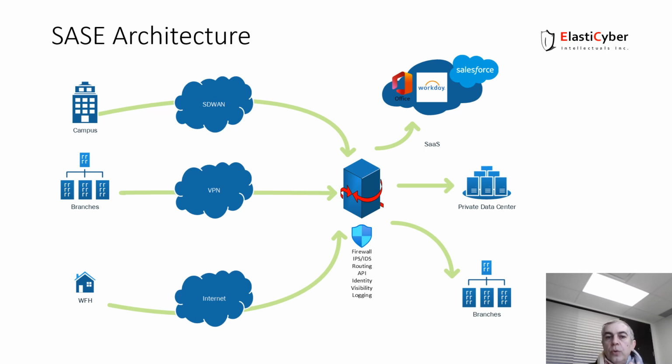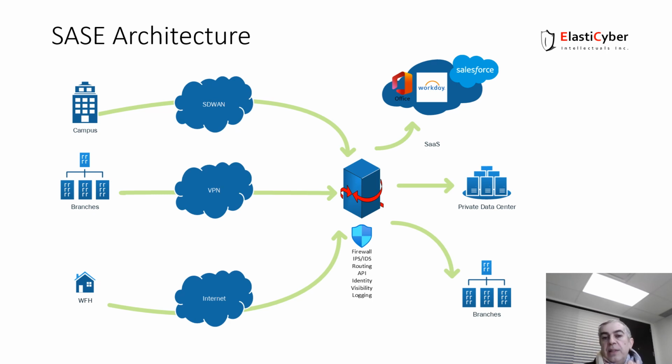So whether you're connecting through the campus, as you can see here on top, through SD-WAN, or through any kind of communication that you have with your different branches or different data centers, it's part of the SASE component. Or even from branches themselves, if you're VPNing to other branches or other data centers or even cloud. And if you're working from home and you want to use the internet to access whatever resource is on cloud or on-prem or off-prem, you would use this as a firewall, IPS, IDS, routing, API, identity, visibility, logging, and so on.